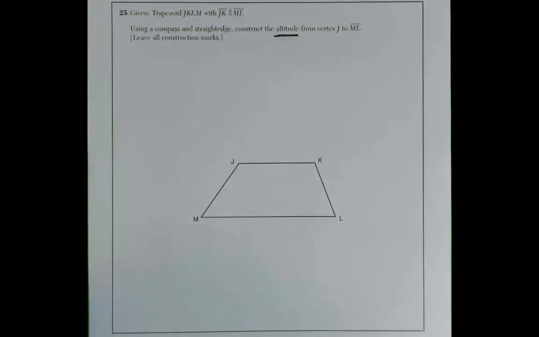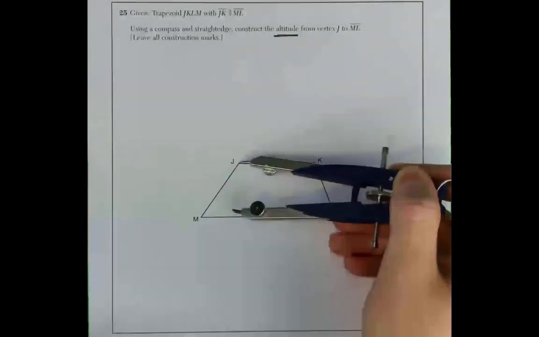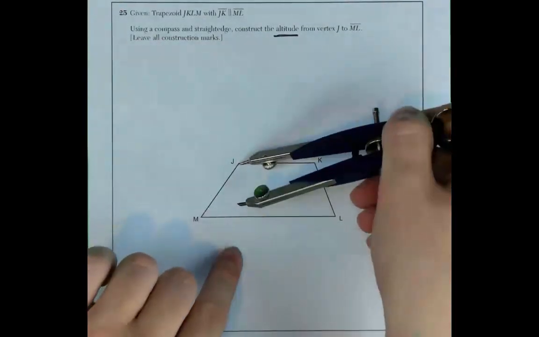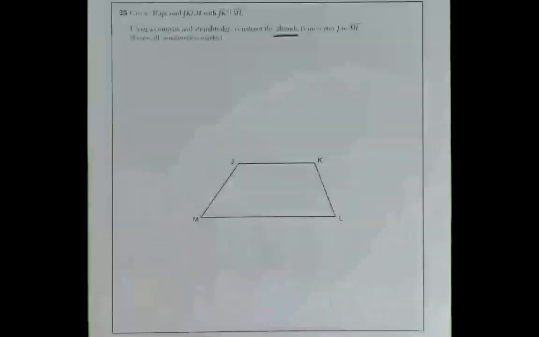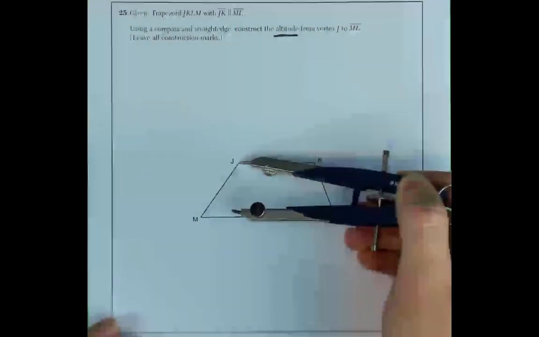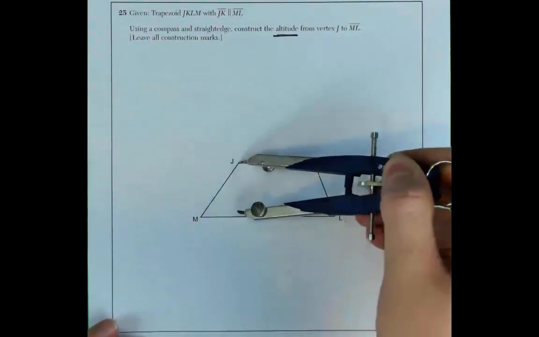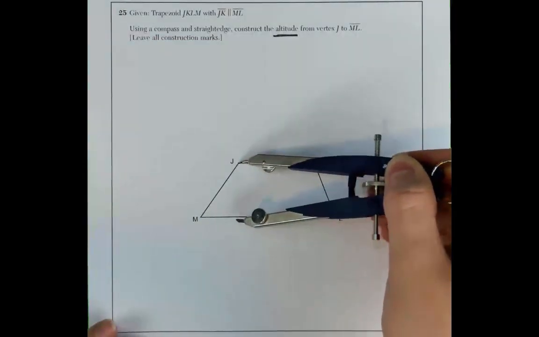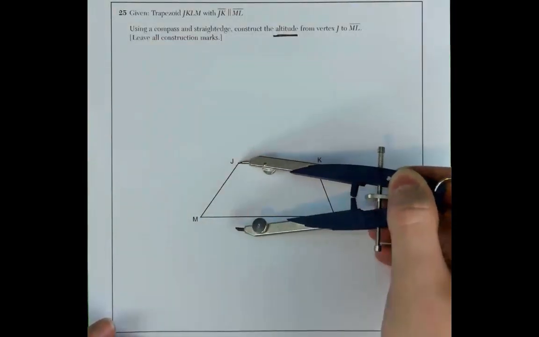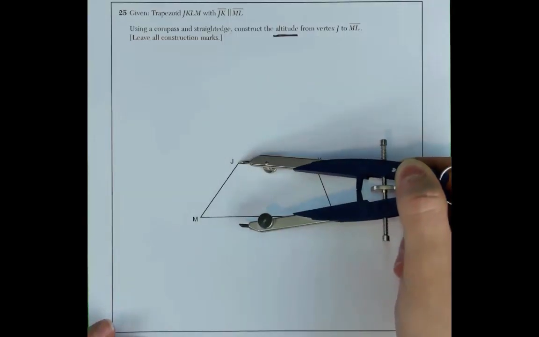So our goal is to create a line passing through J that's perpendicular to line ML. Well, how do we do that? We need to place our compass point on J and measure to the length of ML. This is a classic example of a point not on the given line, and your goal is to construct a perpendicular. So I'm going to place my compass point on J, and I'm going to extend my compass a little past ML. So that is slightly past line ML.